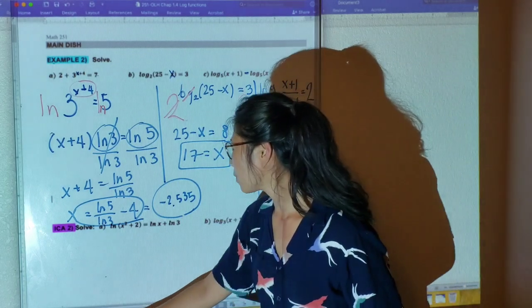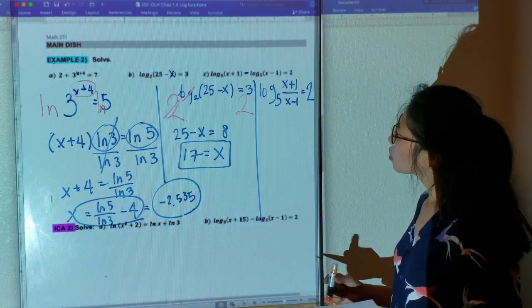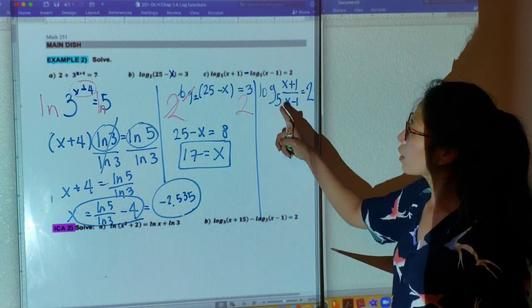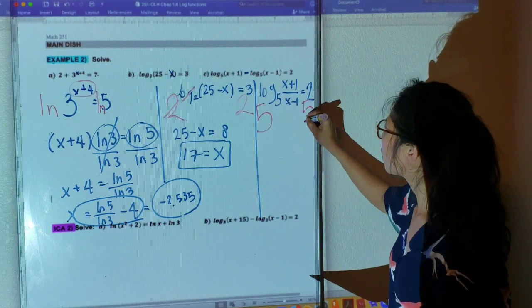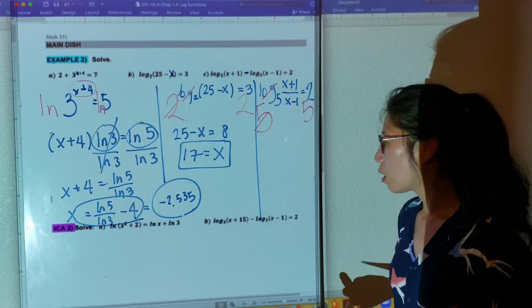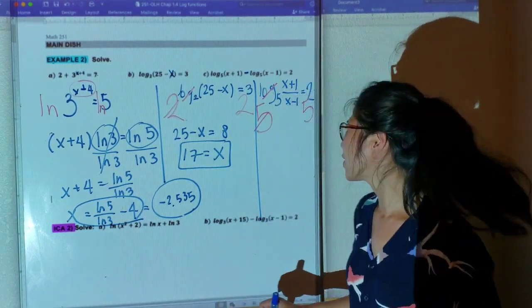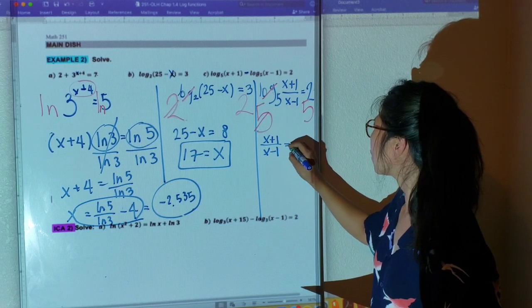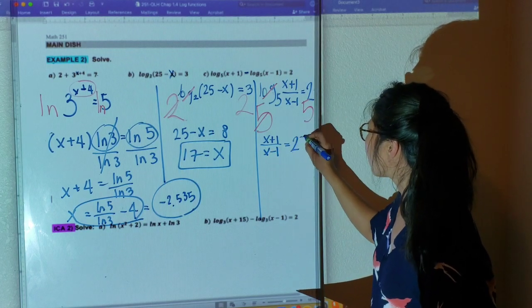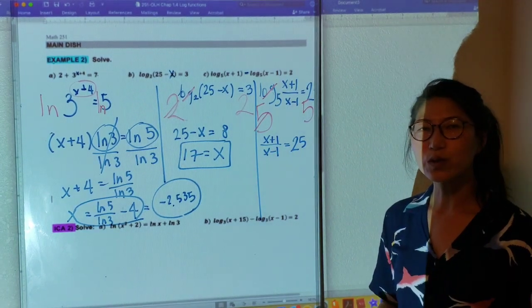Let me squeeze it in a little bit. As you see, we still have two x's. However, we can get rid of the log base 5 by taking 5 to the power of both sides, and these two cancel out as inverse operations. So on the left-hand side, I get x plus 1 over x minus 1 is equal to 25. So it turned into a rational equation.